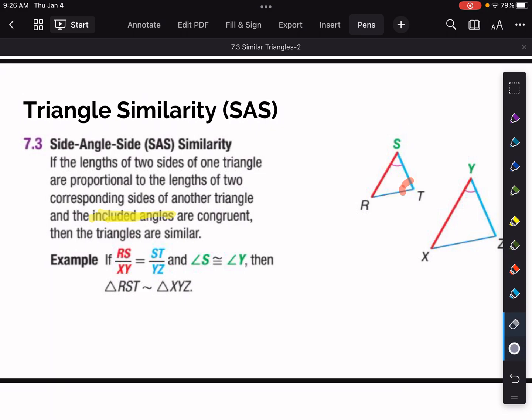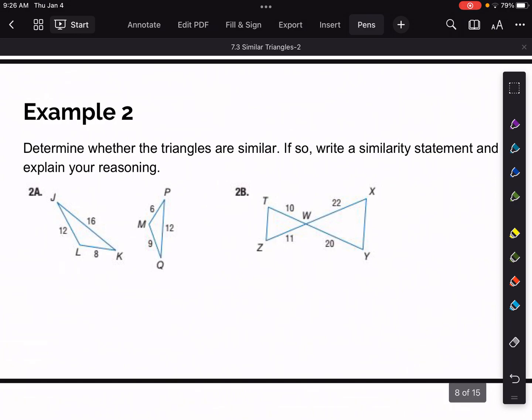All right, so I think I've talked enough about that one. Let's just do some of these now. So example 2, it says determine whether the triangles are similar. If so, write a similarity statement and explain your reasoning. So here we go. Let's see if we can use some of the things that we just learned.